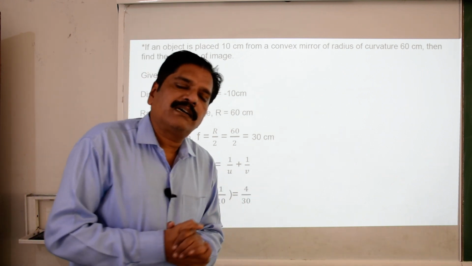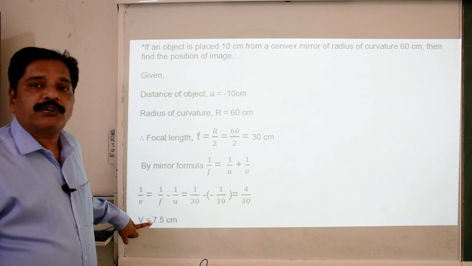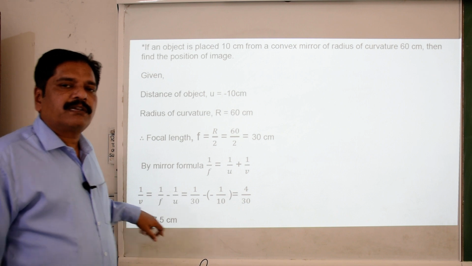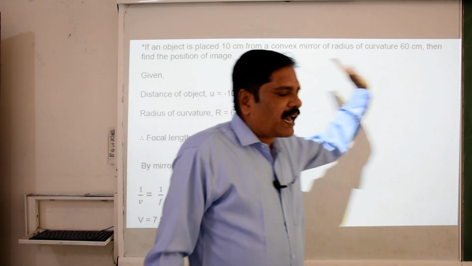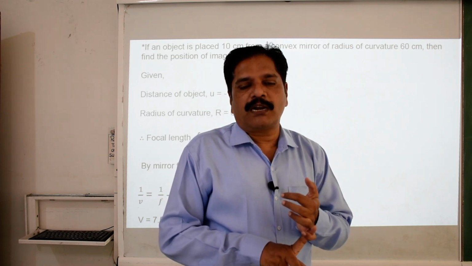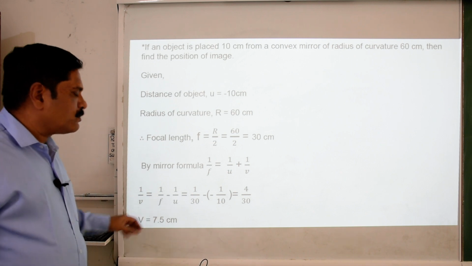So what will be the value of this one thing? See that it is positive or negative? Positive, right? So where it will be? It will be at the right hand side of the mirror. That means it will be virtual, right? Remember this fact, okay? So many things you can conclude from this one.